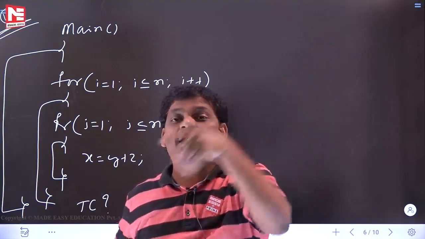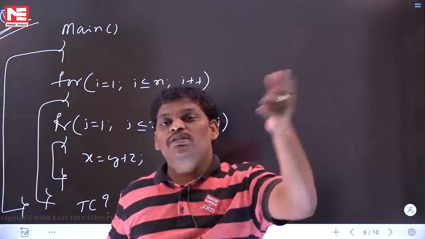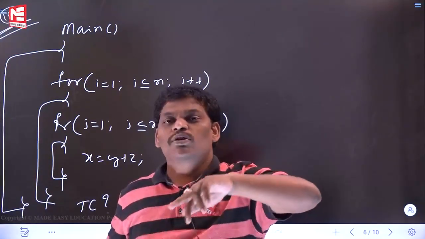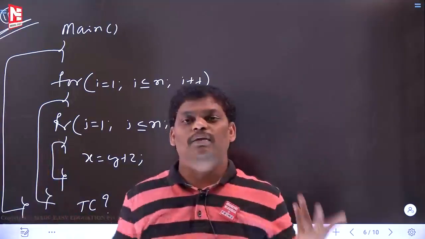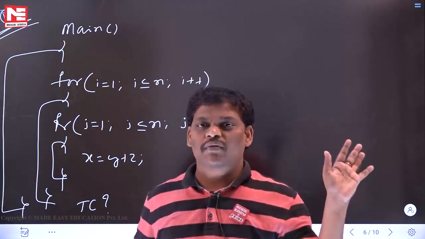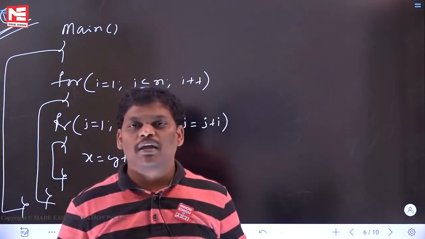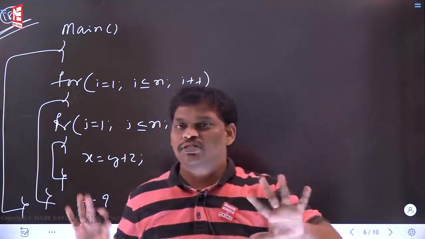Because for each i value, j is n cube. For i value 1, j is n cube. For i value 2, j is n cube. So the i loop is n square times, the j loop is n cube times. If it is an inner loop, multiply. That's fine, you know this very well. Inner loops normally you have to multiply, outer loops normally you have to add.